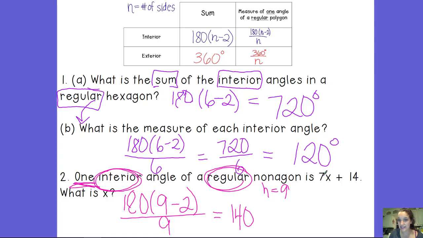So I can set this expression, 7x plus 14, equal to 140. Each of those angles is 7x plus 14, so I'm going to subtract 14. That's 140 minus 14, which is 126. Then I divide that by 7, and x is 18.